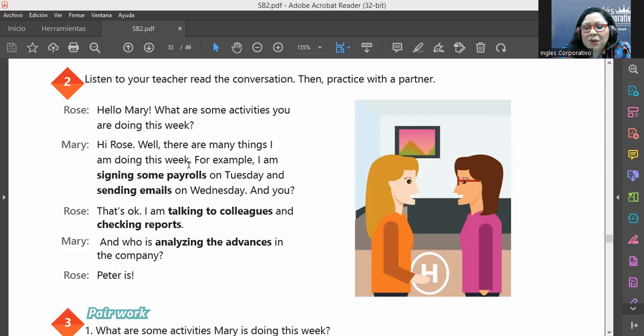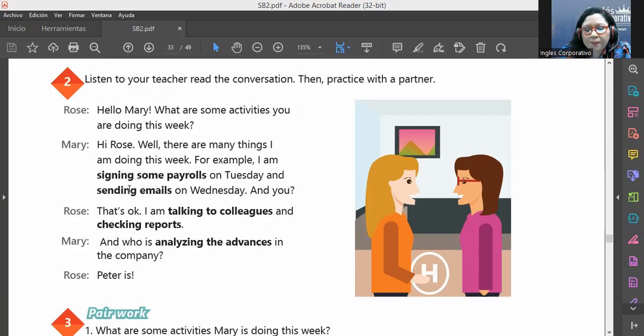All right. So look at the activities. Here it says signing some payrolls, sending emails, talking to colleagues, checking reports, analyzing the advances. All right.